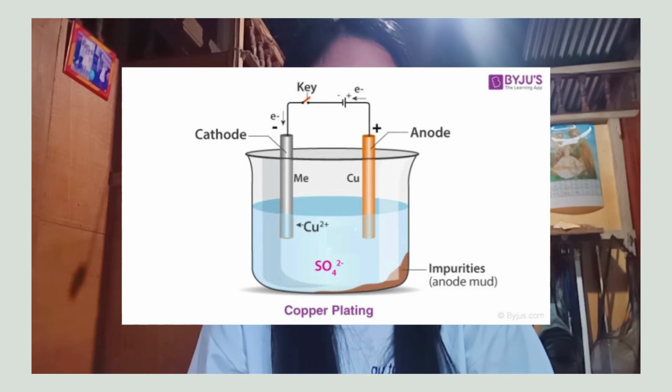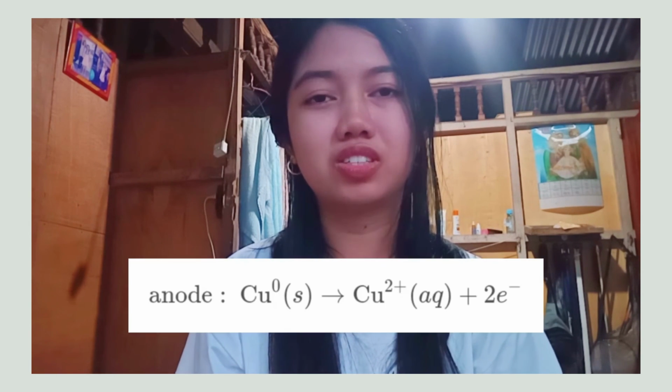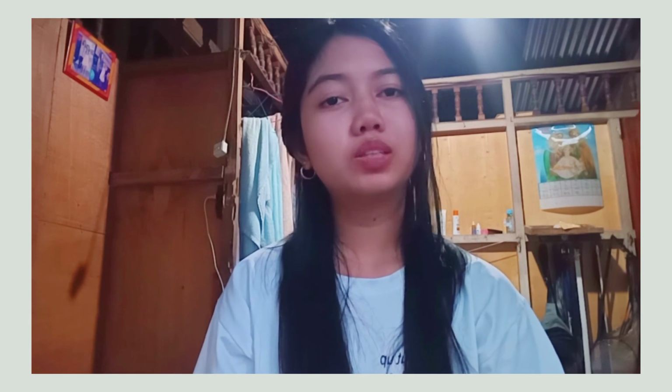The cell consists of a solution of copper sulfate and a strip of copper which acts as the anode. The metal is the cathode. Then, the anode is connected to the positive electrode of the battery while the metal is connected to the negative electrode. At the anode, when the circuit is closed, the copper metal is oxidized, which means it loses electrons, allowing copper ions to enter the solution. It will be presented in this half reaction.